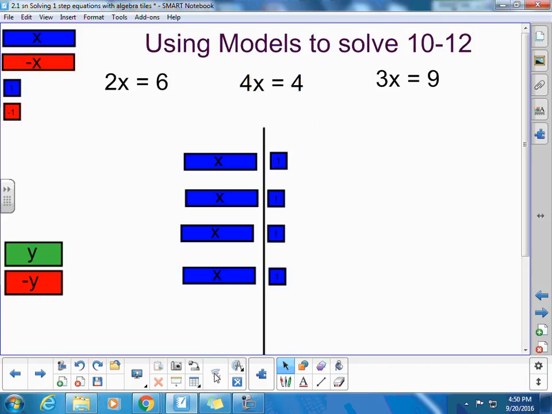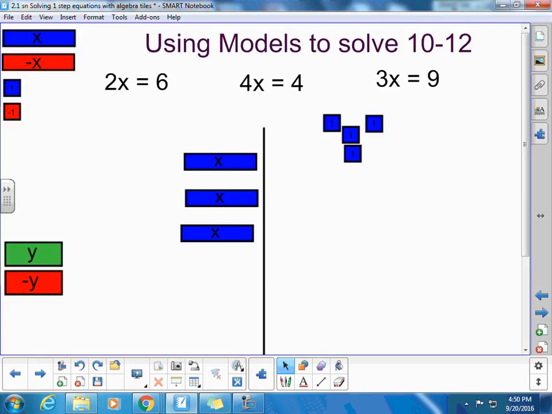Next one. I'm going through these fast, but feel free to pause or rewind. Here we only have 3 x's, and we have 3x equals 9. 1, 2, 3, 4, 5, 6, 7, 8, 9. Oh, we have to split up our candies between 3 people.